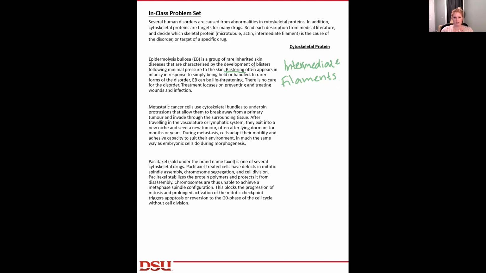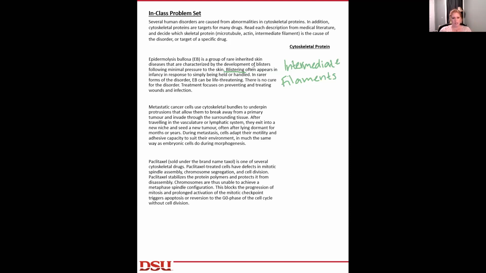Okay, so the deeper cells in the skin aren't being anchored to the epidermis, which allows these layers to form, or the separation of layers in the skin, and for these blisters to form. Okay. All right, let's look at the next one.